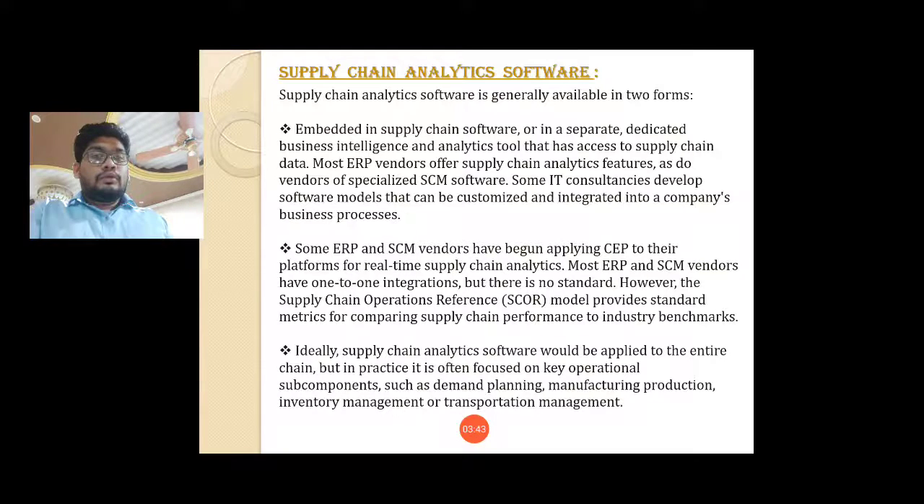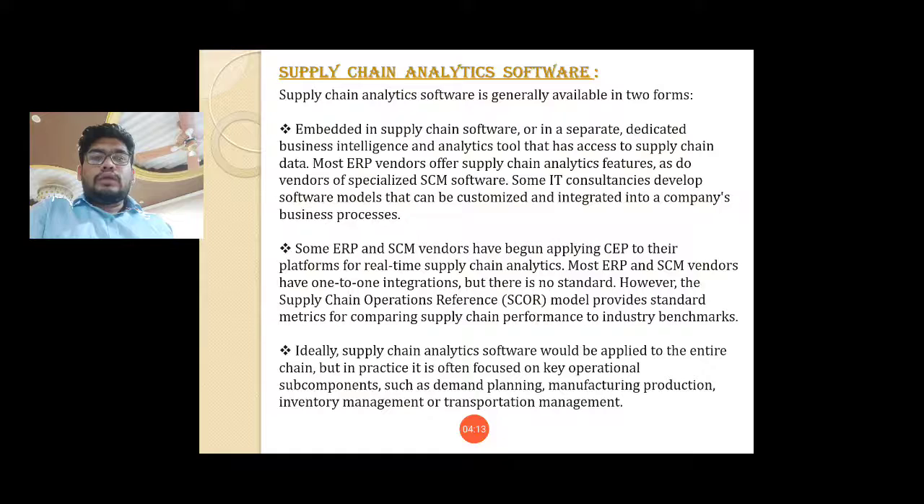So here, basically, a particular organization can ask for SCM software on a particular module or a particular process. If any company is working on the recruitment or procurement process, they can ask for SCM software with specialized features for procurement and hiring, that is, recruitment processes.